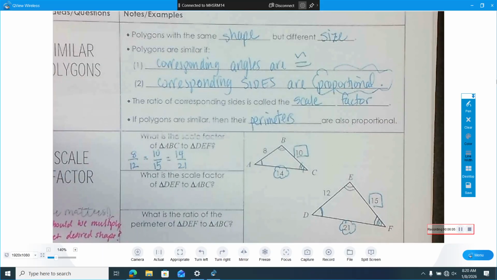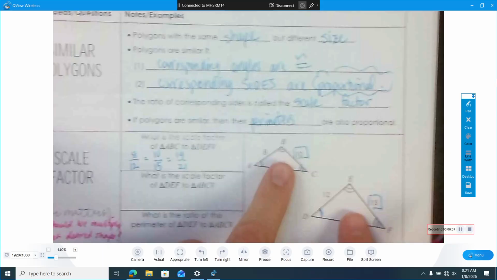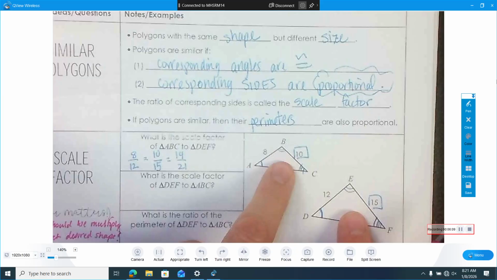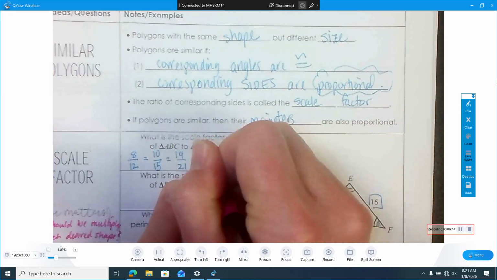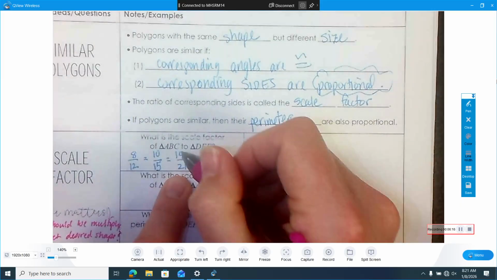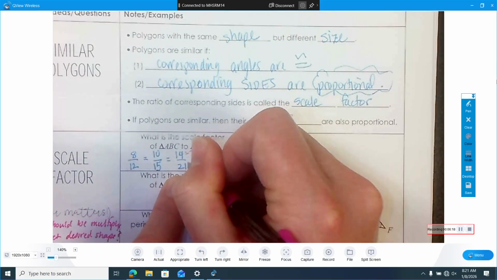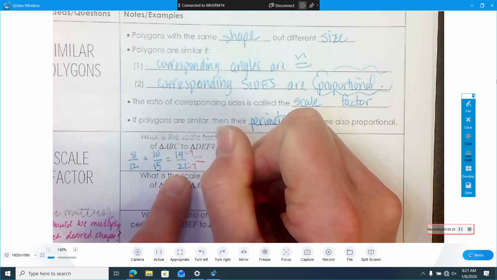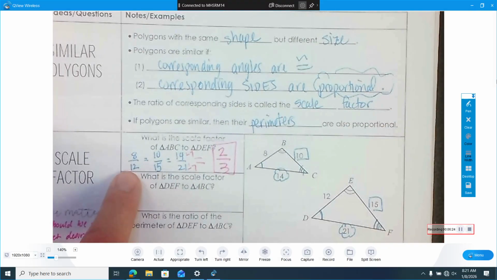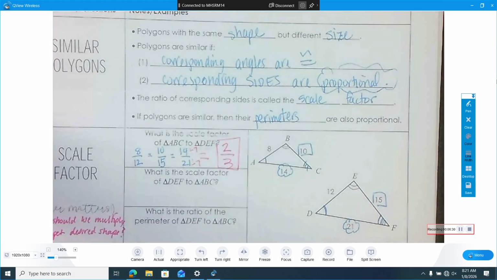So, I'm illustrating to you that when we have similar figures, the corresponding sides are proportional. All of these, for instance, 14 over 21, we can divide top and bottom by 7. It reduces to 2/3. All of these reduce to 2/3. They are all the same ratio. So this is the scale factor.